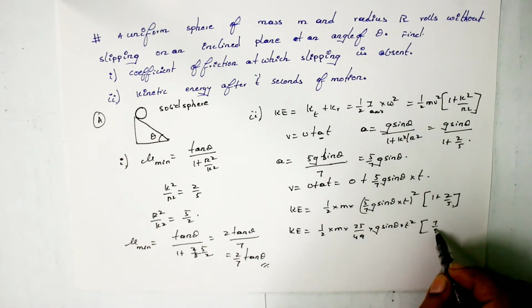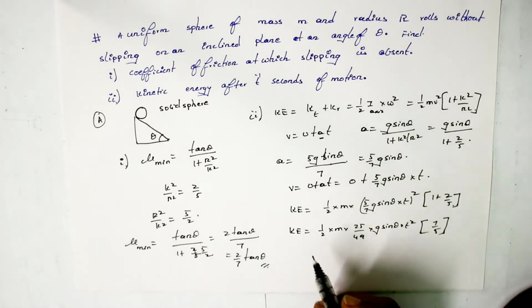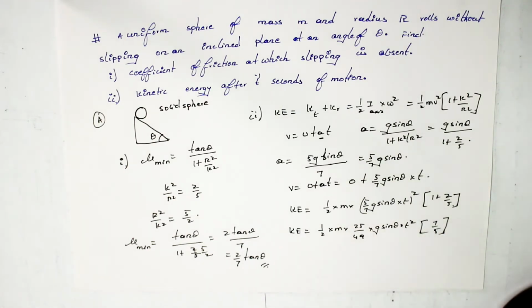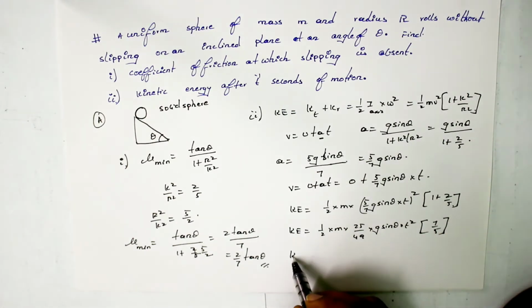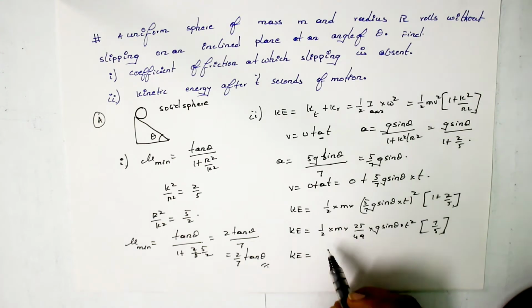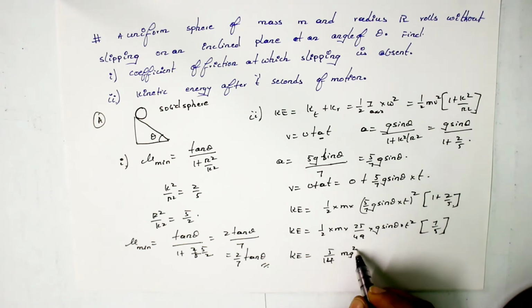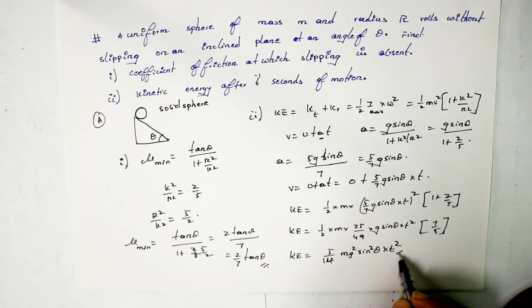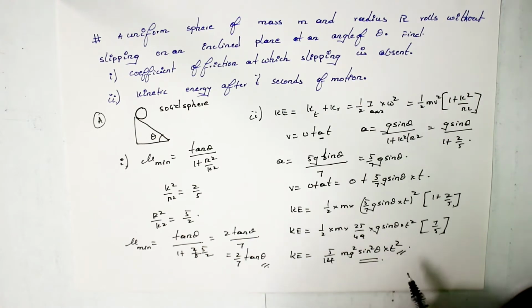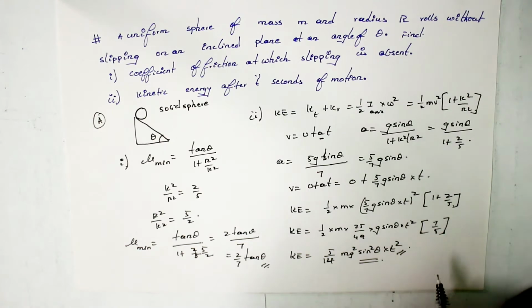If I do this total calculation, then the answer I should get is kinetic energy is equal to 5 by 14 m g square sin square theta into t square. So this will be the total kinetic energy after a time of t seconds.